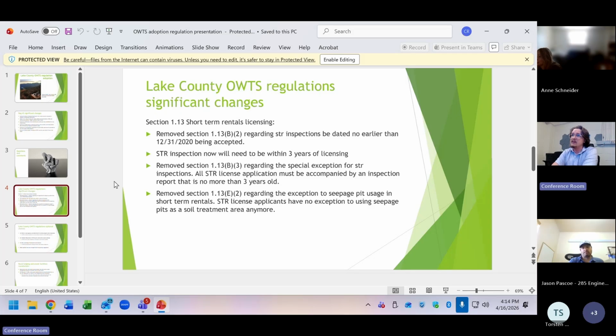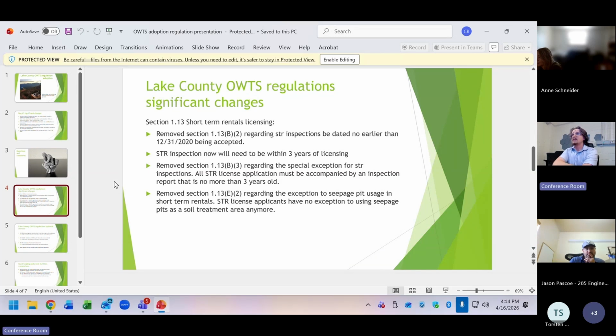We had an exception for that. If you had a license prior to 2024, you didn't have to have an inspection within 3 years at that point, as long as the system was in working order. So now it's always every 3 years. If you don't have that inspection within 3 years, you can't get a license.